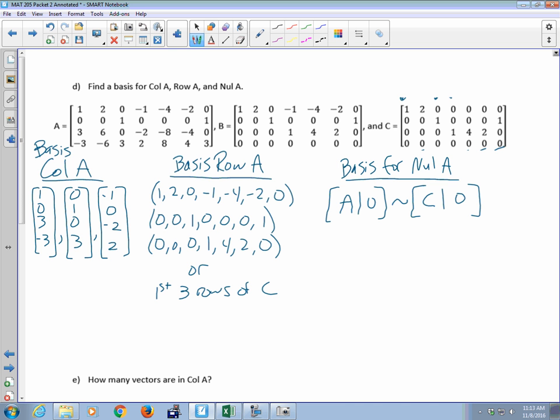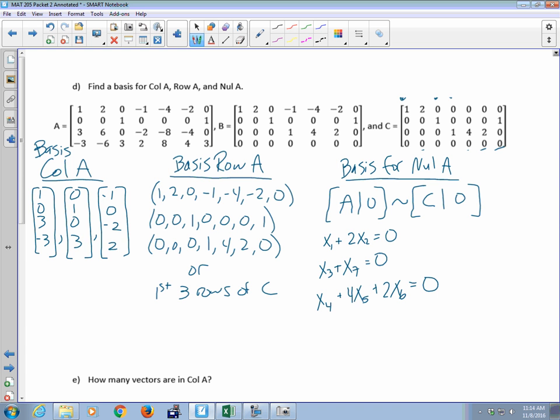So we have x1 plus 2x2 equals 0. That's what the first row would translate to. The next row says that x3 plus x7 equals 0. And my last row says that x4 plus 4x5 plus 2x6 equals 0.